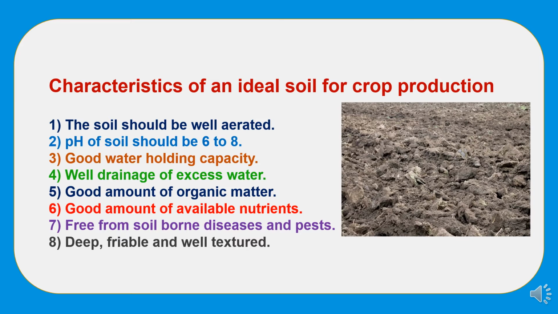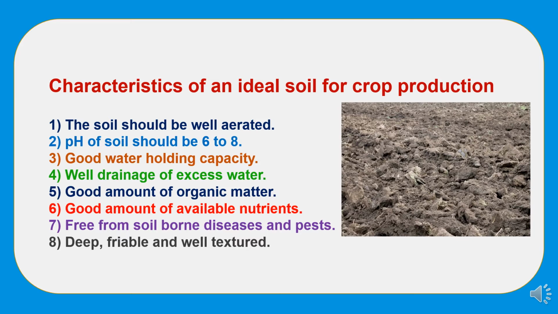Third is good water holding capacity. It will help to preserve moisture for a longer period to provide water to the crop plants. And fourth, good drainage of excess water. The soil should be leveled, well prepared, and drainage facilities should be there, because if there is excess water stagnation or waterlogging, the crop development will be badly affected.